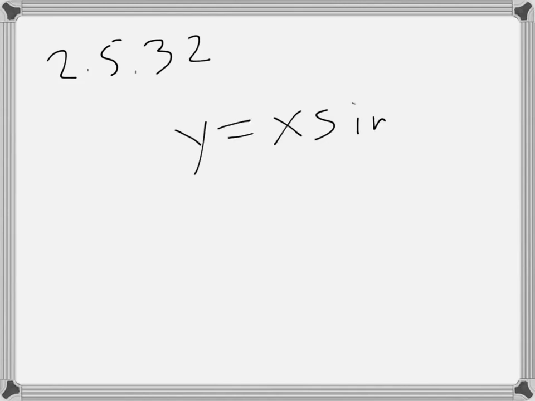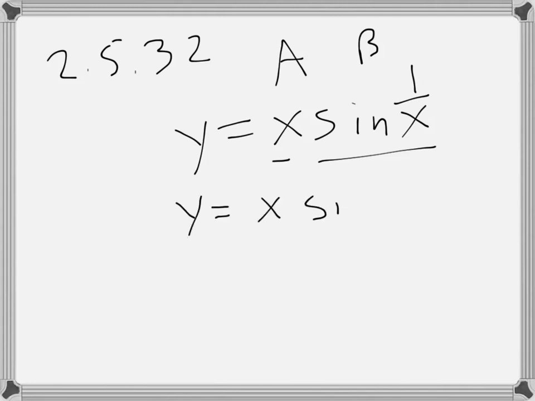product rule. So, this is 32 in section 2.5, and it's y equals x sine 1 over x. And I want to take the derivative here. So you see that the outermost thing going on is that there's a product, right? It's x times sine 1 over x. So there's my a and there's my b. Before I take the derivative, though, I'm going to write 1 over x as x to the minus 1, just to make things more clear.